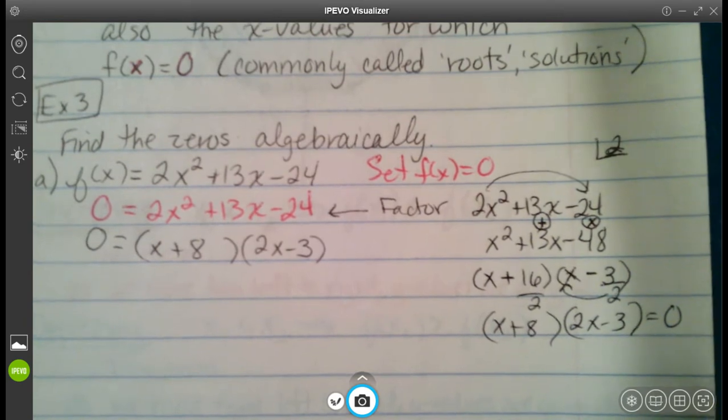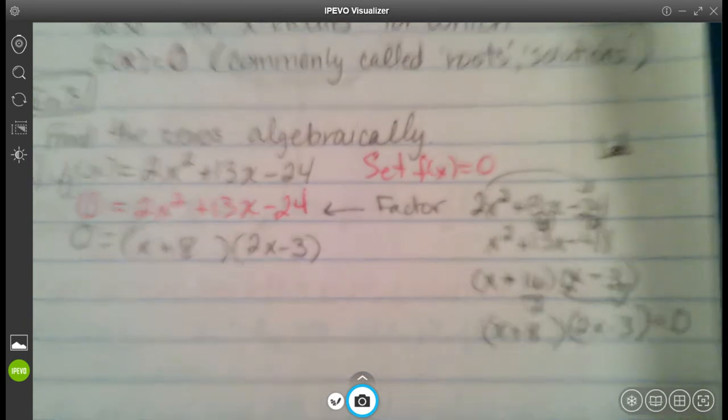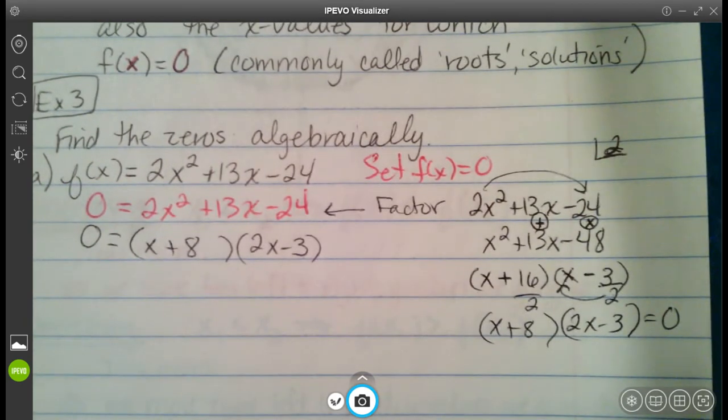Let me focus this a bit. It looks like it's getting a little bit blurry. All right, it's the best it's going to get.